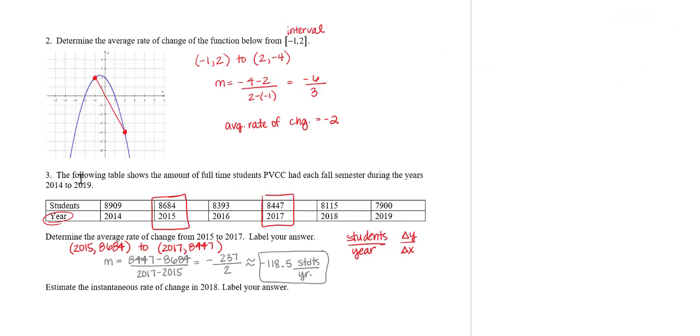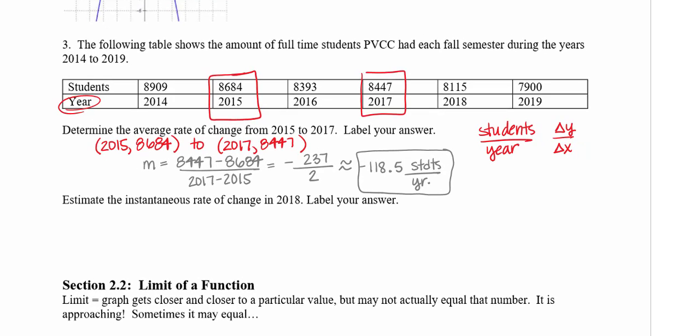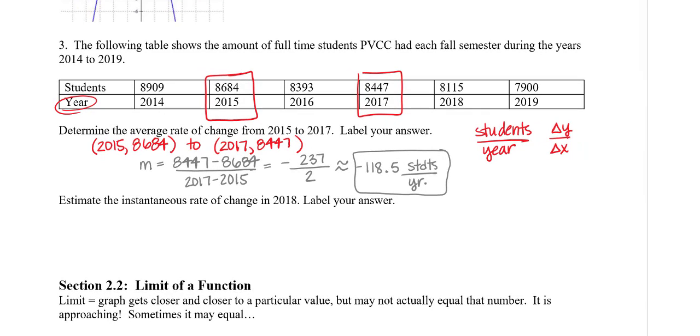Okay, so let's take a look given this table. This table talked about the amount of full-time students PVCC had during the fall semesters from 2014 to 2019. And so we talked about why the year needed to be our input. So even though it's technically on the bottom of my table, it doesn't necessarily dictate which one is the independent variable and which one is the dependent. And so I wrote out my 2 points, and we found the average rate of change from 2015 to 2017.